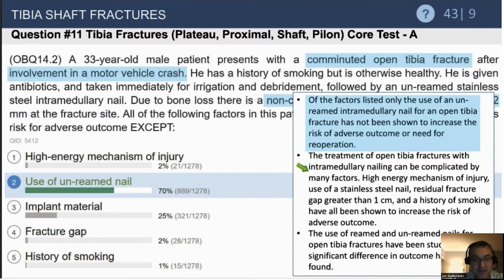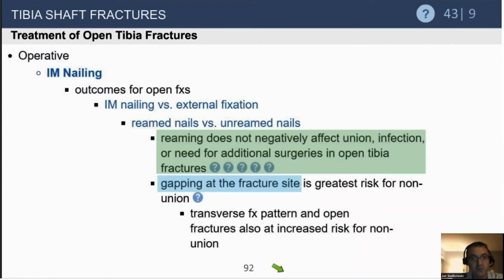High energy mechanism, we talked about. Use of a stainless steel nail, because the modulus of elasticity is different. That's why we use titanium nails, carbon fiber nails as well now in some cases. Residual fracture gap greater than 1 centimeter, right? Bone loss, history of smoking. Smoking's bad, right? No one's ever said smoking's been good for us. And the use of reamed and unreamed nails for open tibial fractures has been studied, and no significant difference has been found. Whether you ream or do not ream this nail, it would be a very acceptable treatment option for an open tibial shaft fracture.